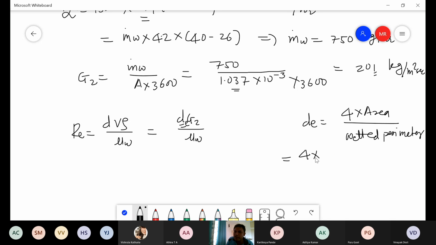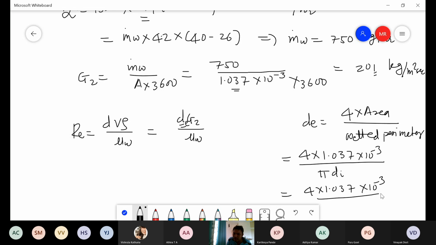This is defined as the equivalent diameter. So 4 into area we already know. Area is 1.037 into 10 raised to power minus 3. And the weighted perimeter in this case is going to be pi di. So that is 4 into 1.037 into 10 raised to power minus 3 divided by 3.14 into di. Di is given as, di is the internal diameter, that is 0.019.